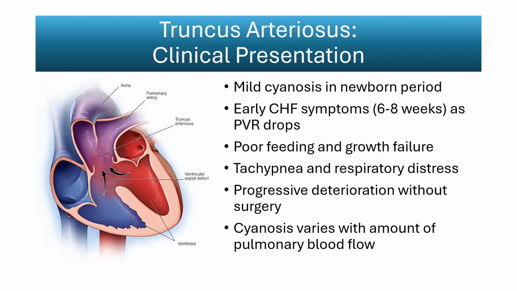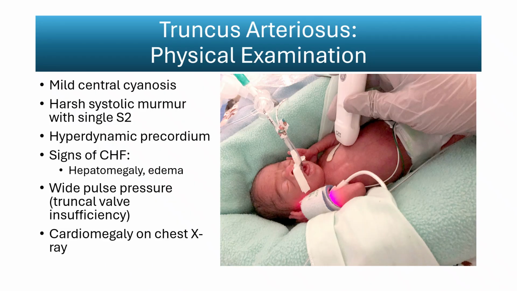The degree of cyanosis varies according to the balance of pulmonary and systemic blood flow. Some infants appear relatively pink with severe heart failure, while others demonstrate more obvious cyanosis when pulmonary flow is limited. This variability underscores the importance of recognizing that Truncus arteriosus presents not only with cyanosis, but also with early and progressive heart failure.